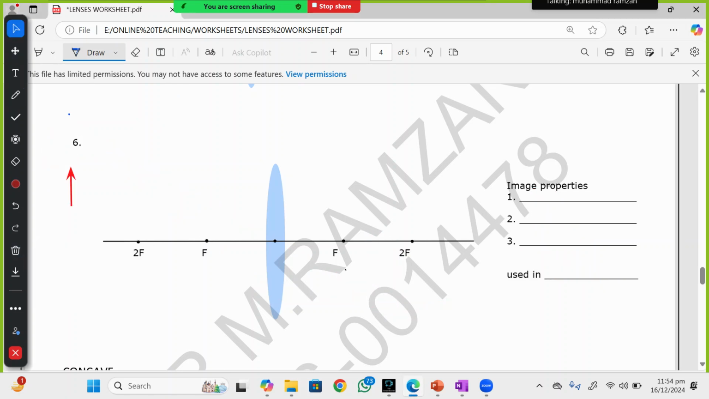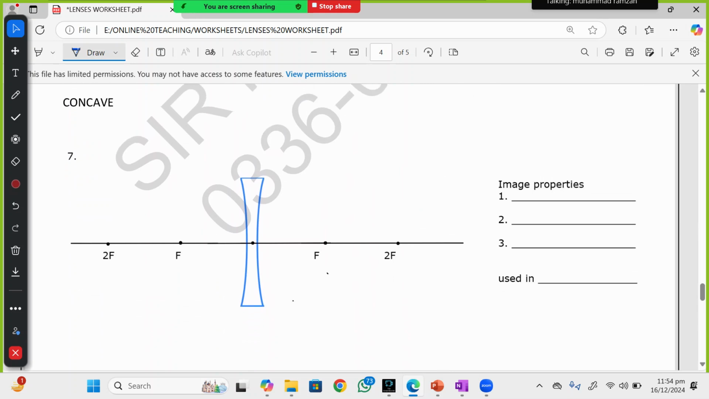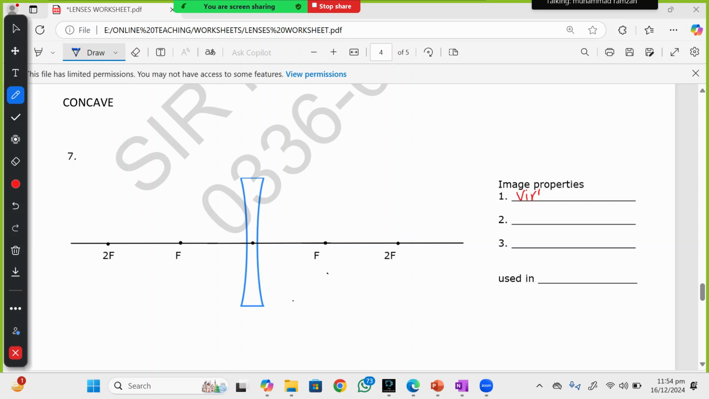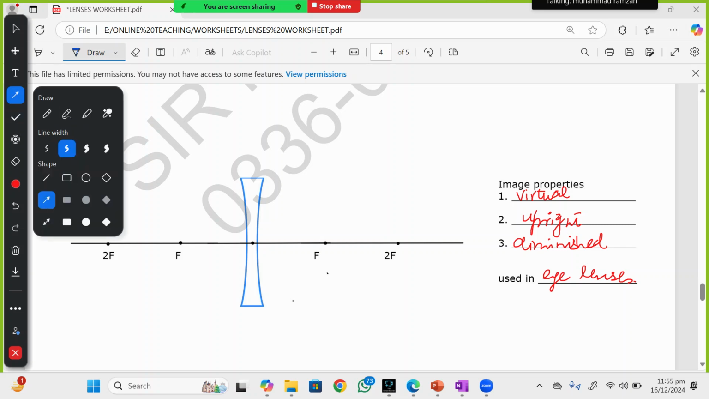Now in case number 7, we have a concave lens. Wherever we make the object placement, the properties would be the same: the image would always be virtual, and whenever the image is virtual it is upright as well. Image is always diminished, and it is used in eye lenses, like the glasses we usually use in order to see obstacles, opticals.